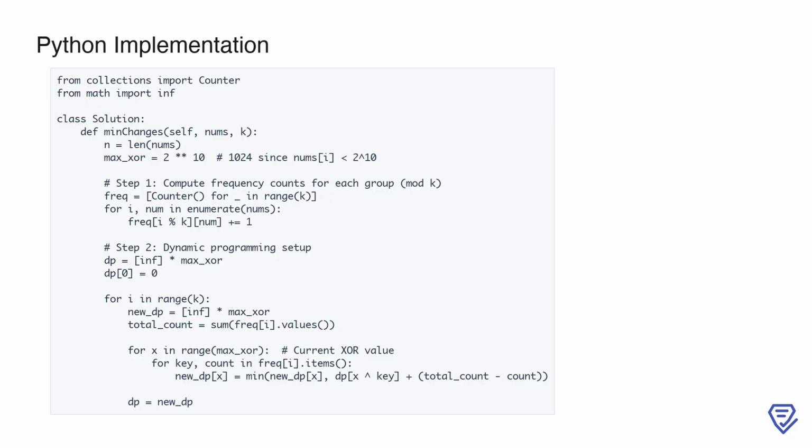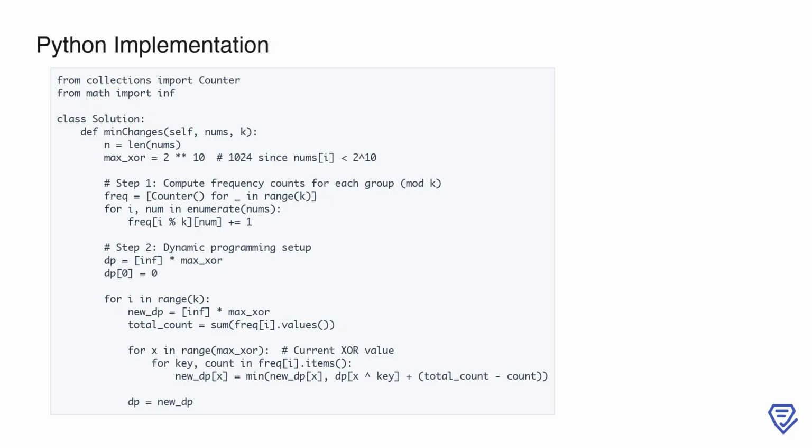Next, we divide the elements of nums into k groups based on their indices modulo k. For this, we initialize a list of Counter objects, one for each group. Then, we iterate through nums, calculating the modulo of each index with k, and use this to increment the count of each number in the corresponding group. This allows us to efficiently store the frequency of each number within its respective group. After that, we set up the dynamic programming array DP, which has a size of max_XOR and is initialized to infinity, except for DP[0], which is set to 0. This setup will help us track the minimum number of changes required to achieve any XOR value.